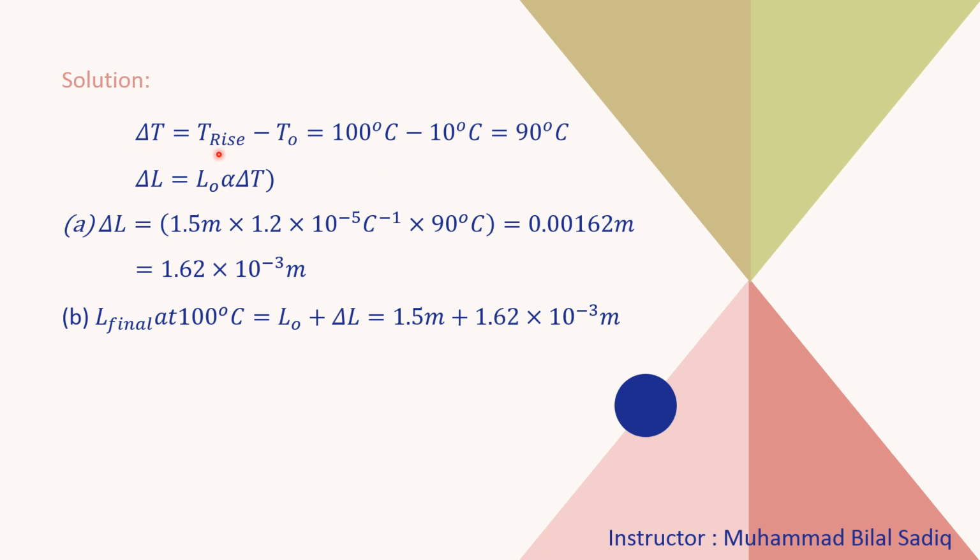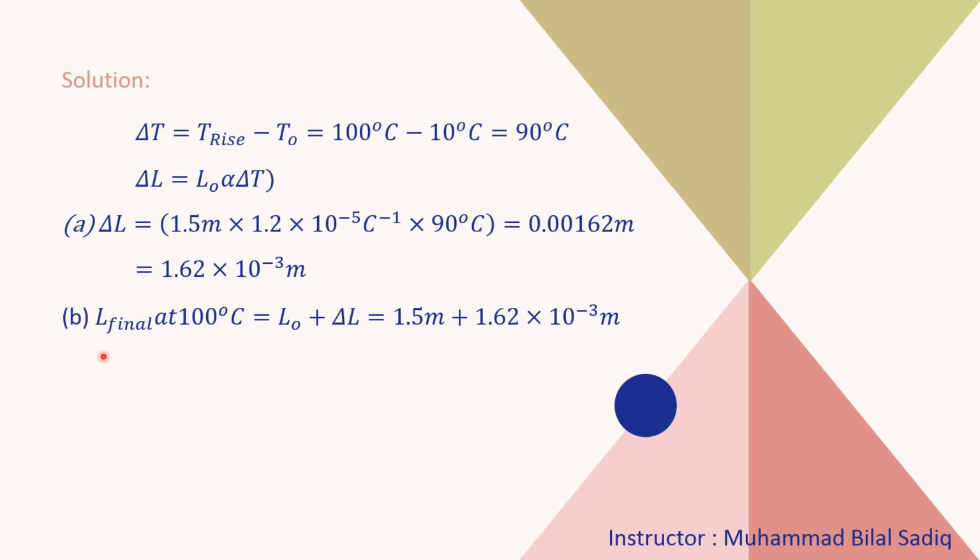So delta T is final temperature minus initial temperature. Here final temperature is T rise, initial temperature is T naught. So the value would be 100 degrees Celsius minus 10 degrees Celsius, so the answer would be 90 degrees Celsius. As we know that delta L is equals to L naught alpha delta T. So placing the values, delta L is equals to L naught is 1.5, alpha is 1.2 into 10 raised power minus 5 per degree Celsius, and delta T is 90 degrees Celsius. So the answer would be 0.00162 meters. We can write it in this way, that 1.62 into 10 raised to power minus 3 meters.